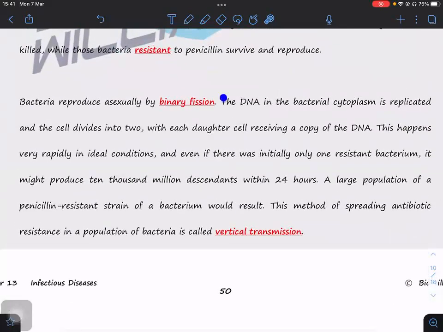They reproduce asexually by binary fission. The bacterial DNA is replicated and the cell divides in two, and each daughter cell receives a copy of the DNA. The process is very rapid in ideal conditions. Even if there is initially only one resistant bacterium, it produces 10,000 million descendants within 24 hours. A large population of penicillin-resistant bacteria would result. This method of spreading is known as vertical transmission or vertical gene transfer.